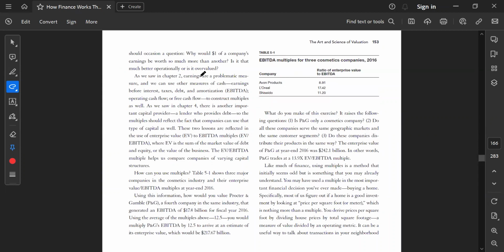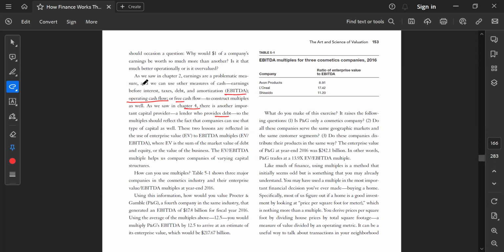As we saw in chapter 2, earning are a problematic measure and we can use other measures of cash: earnings before interest and taxes, EBITDA, operating cash flow, or free cash flow to construct multiples as well. We saw in chapter 4 there is another important capital provider, a lender who provides debt. So the multiple should reflect the fact that companies can use that type of capital as well. These two lessons are reflected in the use of EV, enterprise value, to EBITDA multiples, where EV is the sum of the market value of the debt and equity, or the value of the business. The EV by EBITDA multiples help us compare companies of varying capital structure.